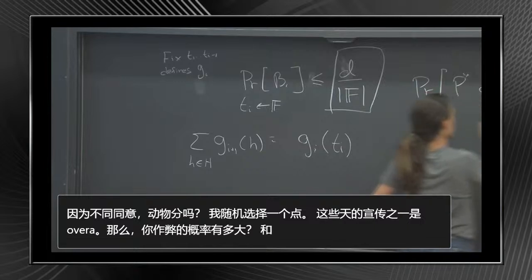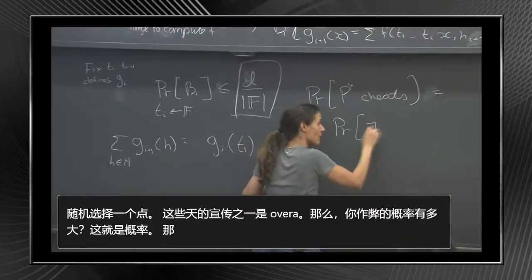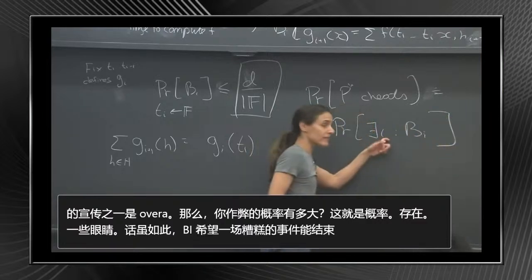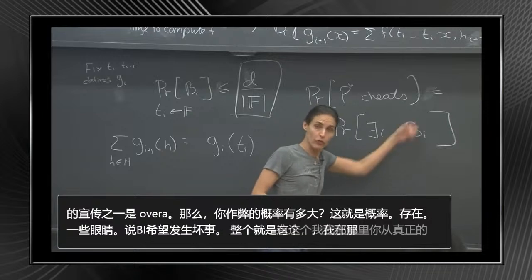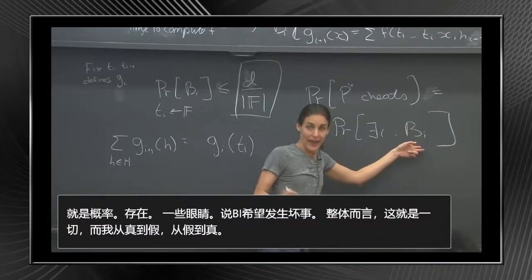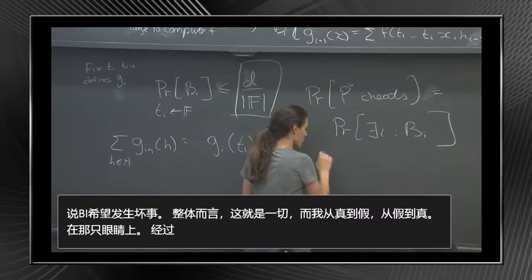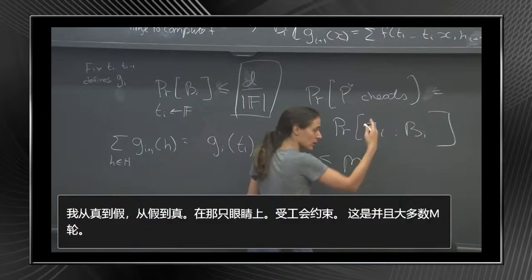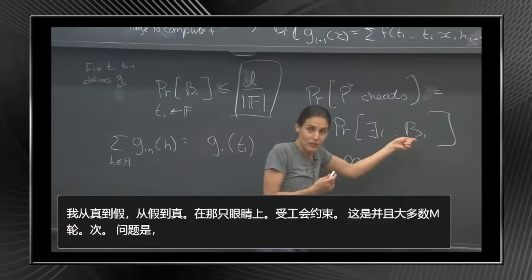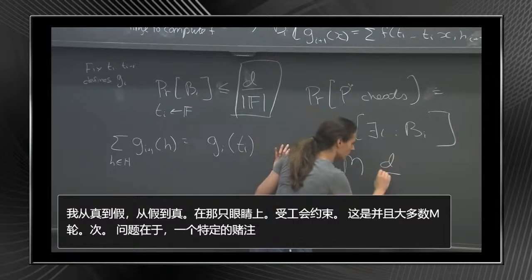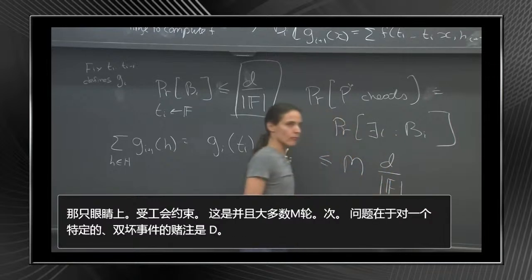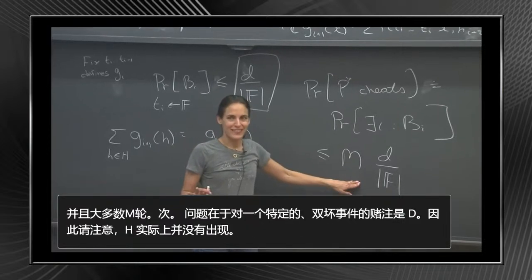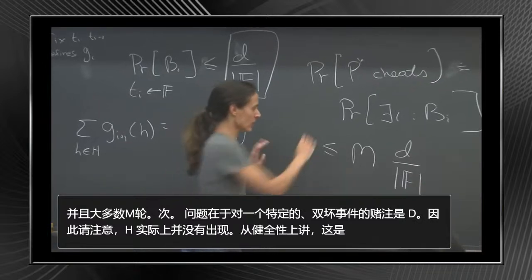This is the probability that there exists some i such that B_i holds, a bad event holds. Namely, there exists an i that goes from false to true. By the union bound, this is at most m, the number of rounds, times the probability of a specific B_i bad event, which is d over F. Just note, H actually doesn't come up in the soundness. This is the soundness.